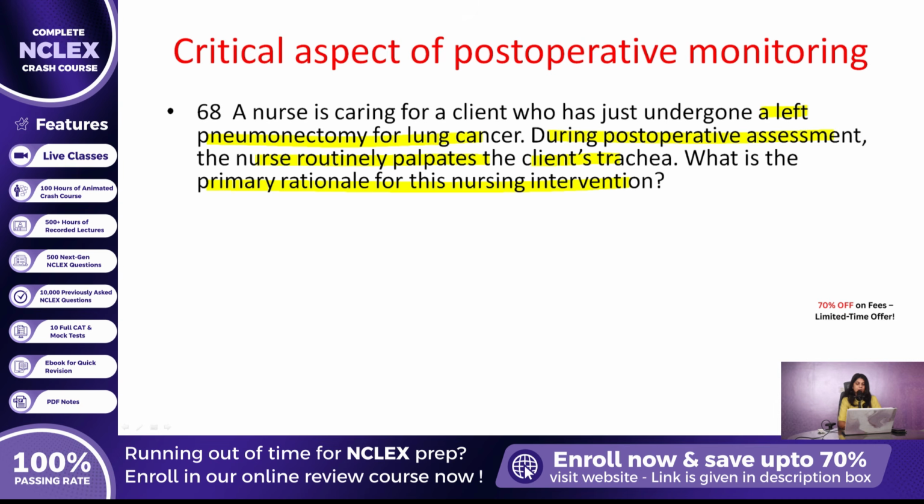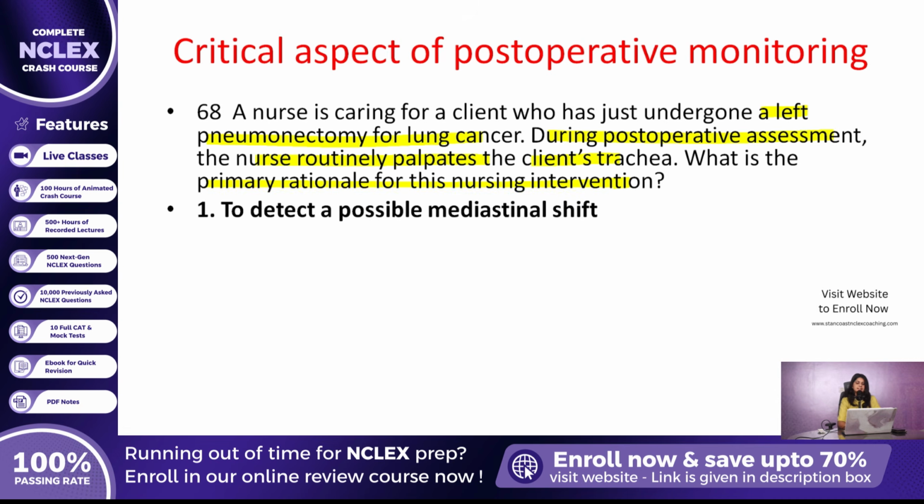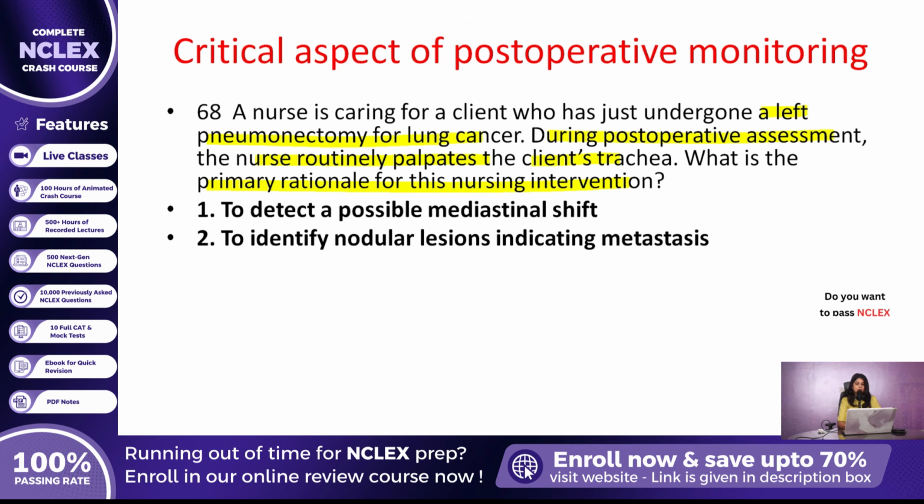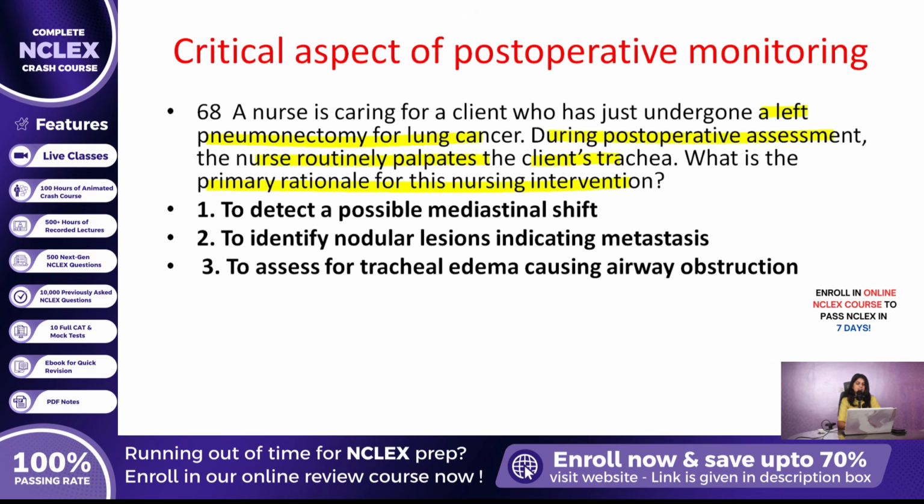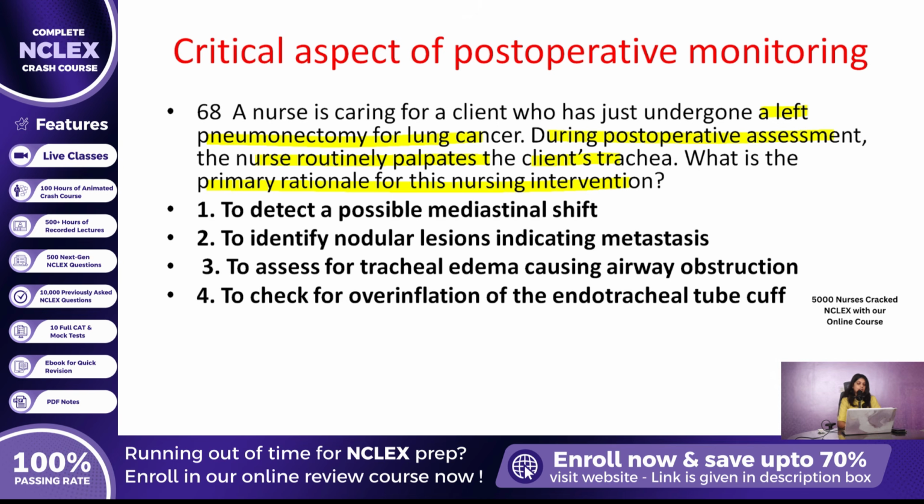The options are 1. To detect a possible mediastinal shift. 2. To identify nodular lesions indicating metastasis. 3. To assess for tracheal edema causing airway obstruction. 4. To check for overinflation of the endotracheal tube cuff. The correct answer is option 1. To detect a possible mediastinal shift.